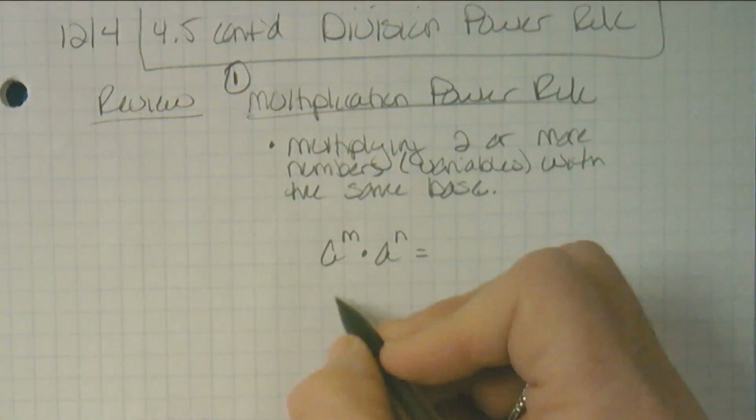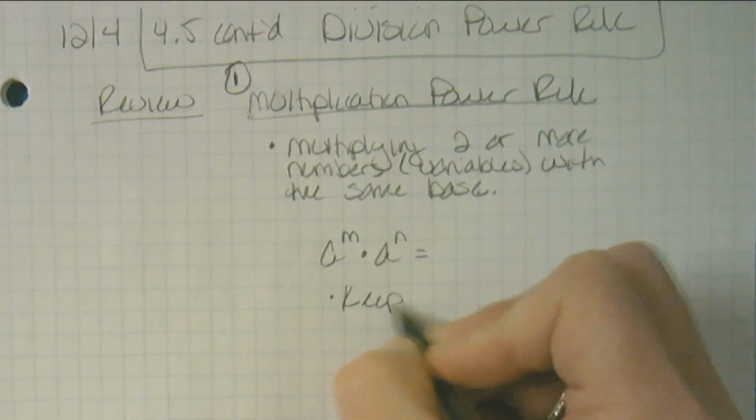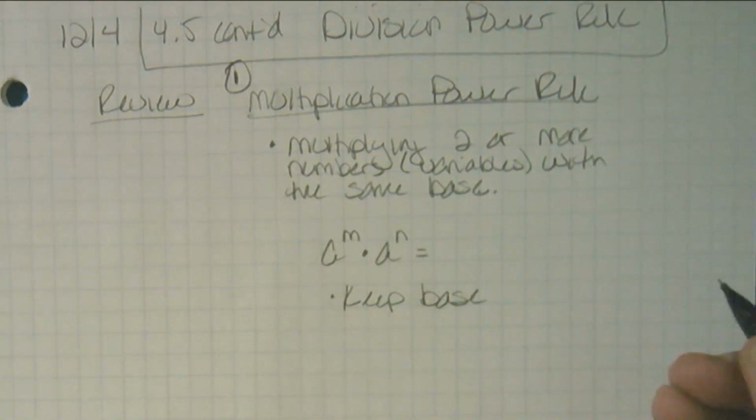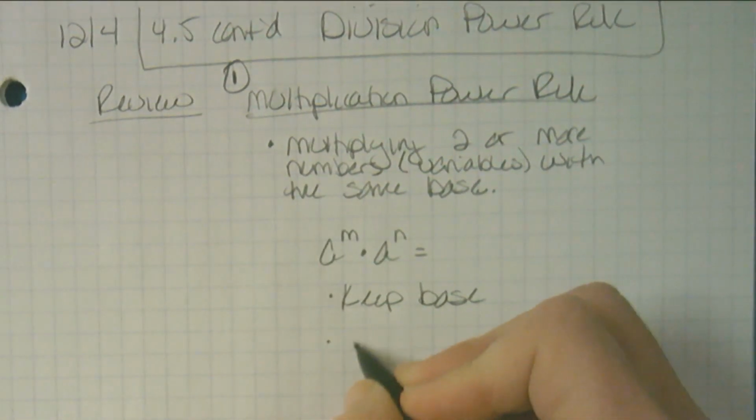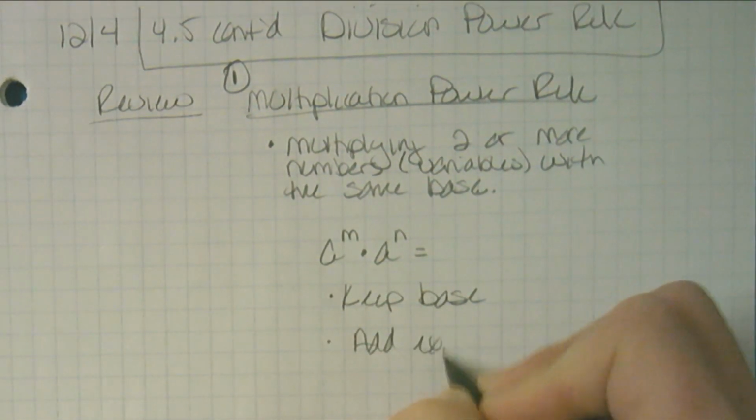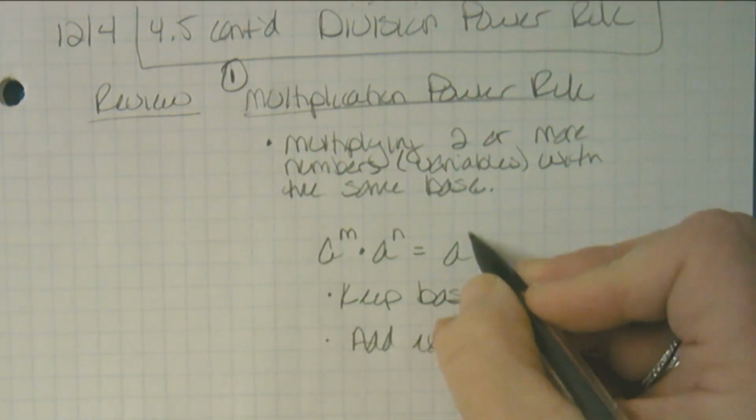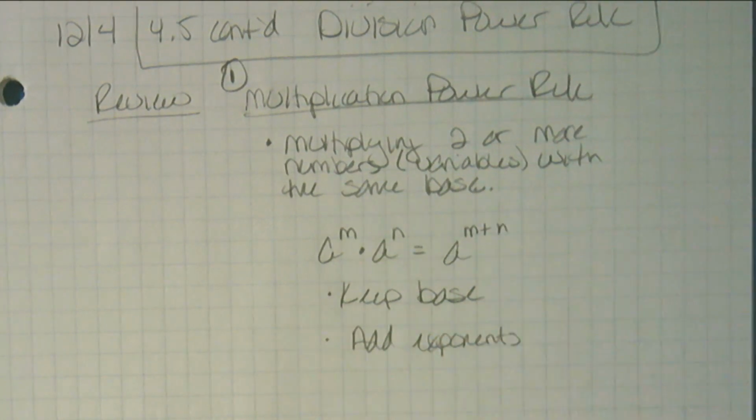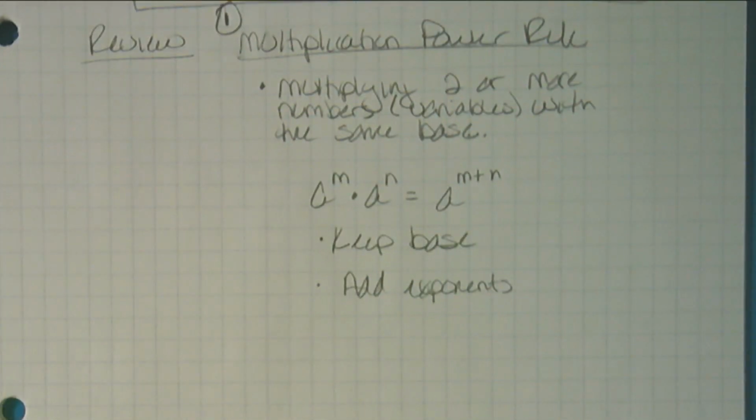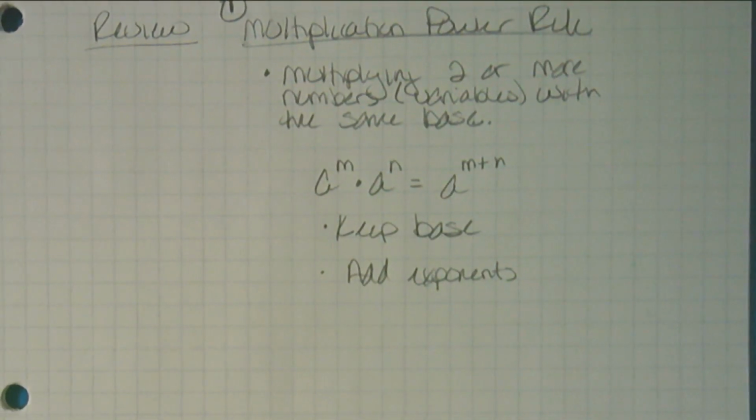All right, we keep the base. We add the exponents. So it would be a to the m plus n. So there is our first power rule. This is what we did last night.